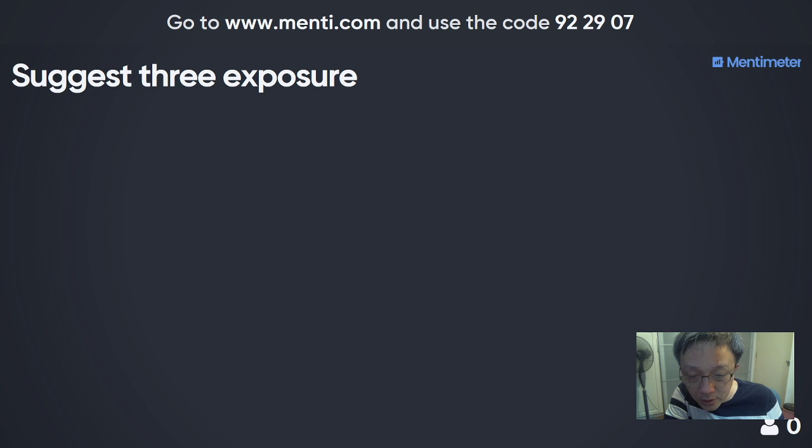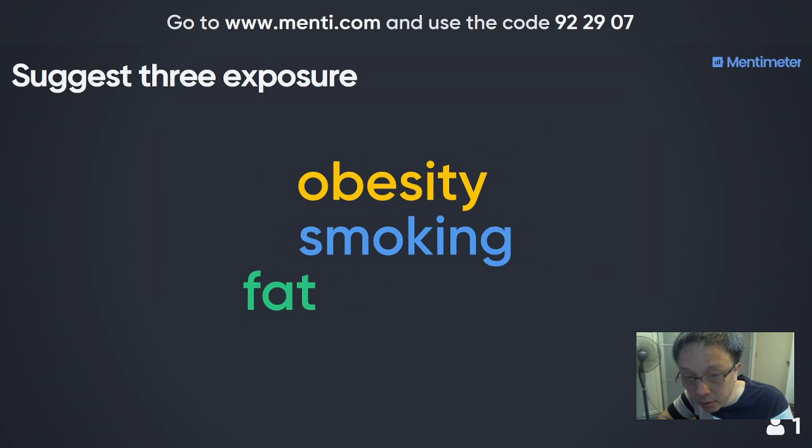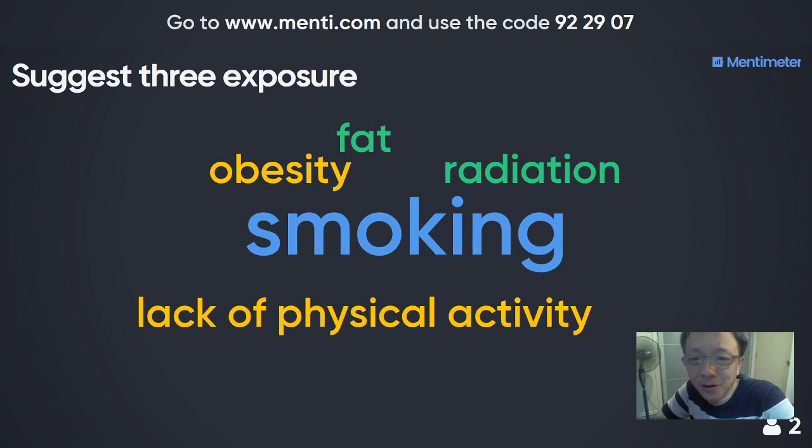The code is 922907. So the code is 922907. We have one person actually. Exposure: obesity, smoking, fat and obesity are the same thing. Smoking, lack of physical activity. Very good, we have some answers now. So wait for everybody to complete the answer.